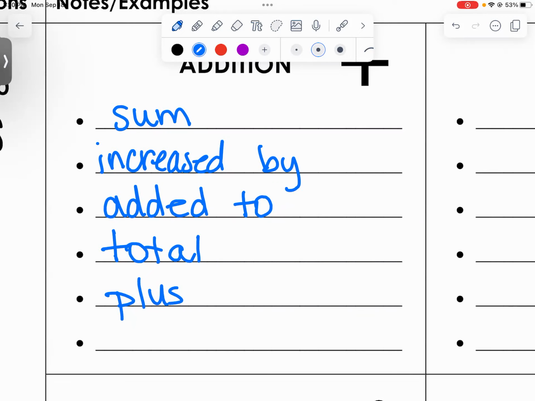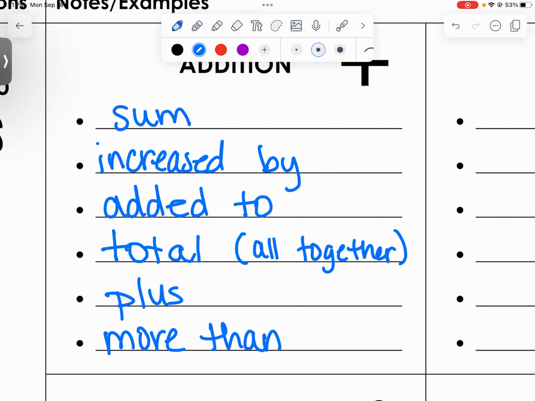Any other ideas on what means addition? What about more than? 3 more than a number means we'd be adding. I'm going to come back up to this one that says total, and I'm going to put all together. That's another way of saying total. Good.